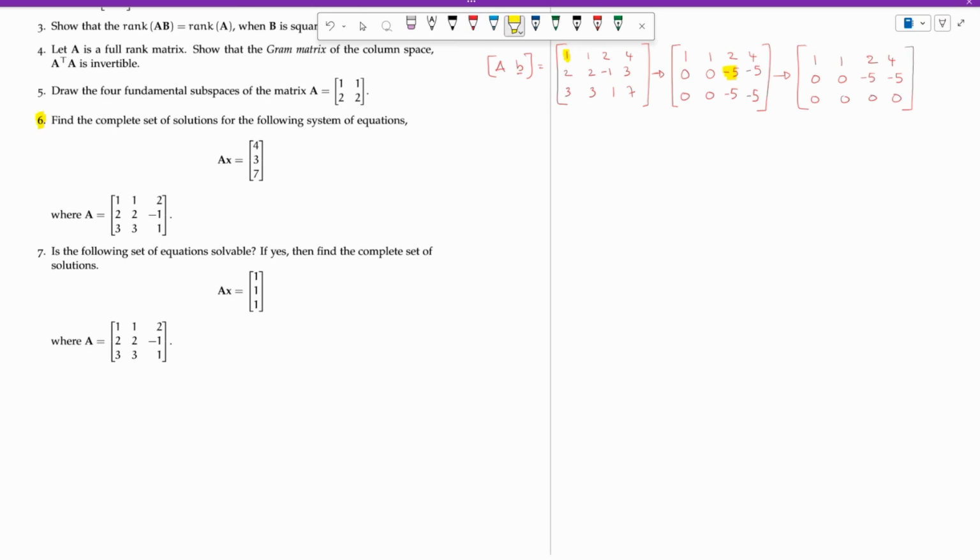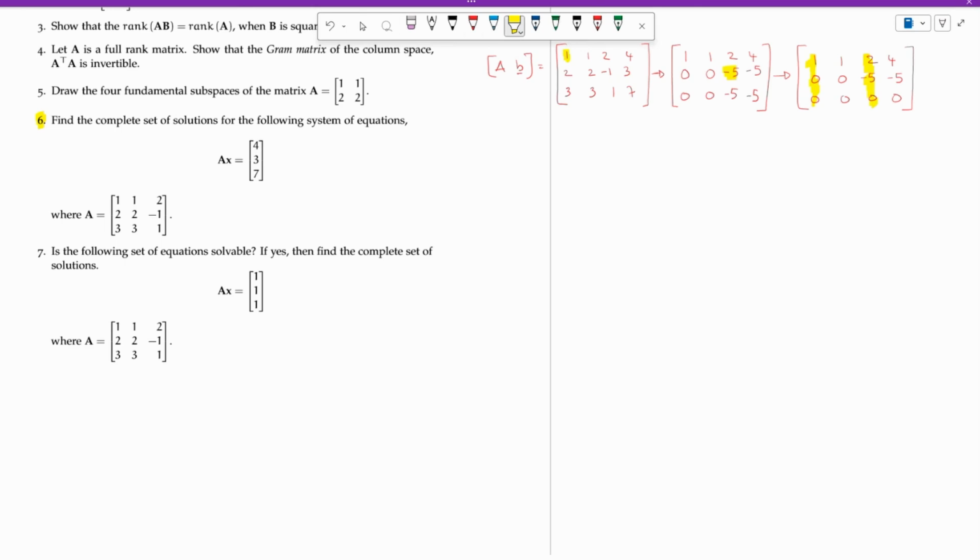Now, what is the rank of this matrix? Well, this is just the row echelon form. The rank is 2. Why is it 2? There are only 2 basic columns. What are the 2 basic columns here? Column 1 and column 3. Okay, so the rank is 2.